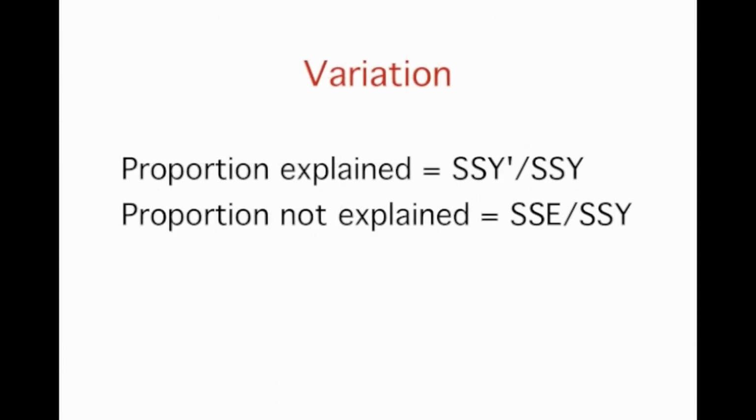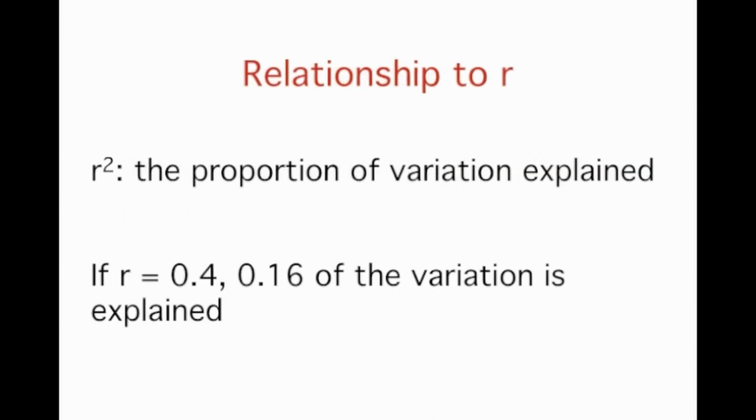The sum of squares Y is the total variation in Y. The sum of squares predicted is the variation that is explained, and the sum of squares error is the variation that is not explained. There is an important relationship between the proportion of variation explained and Pearson's correlation. R squared is the proportion of variation explained. Therefore, if r equals 1, then naturally the proportion of variation explained is 1. If r equals 0, then the proportion explained is 0. Finally, if, for example, the correlation is 0.4, the proportion of variation explained is 0.16.